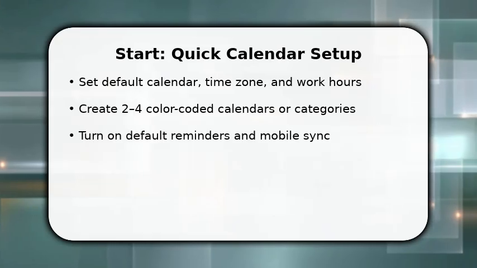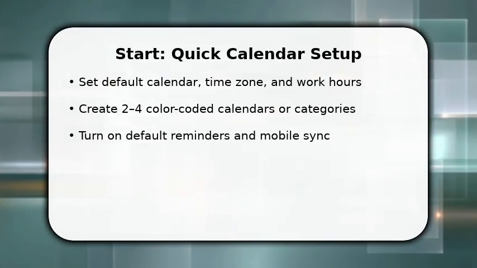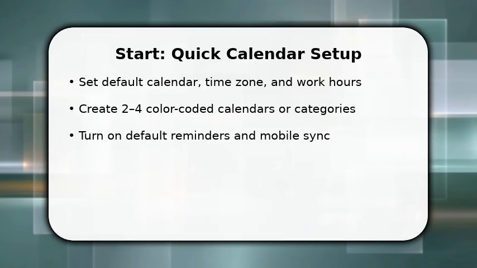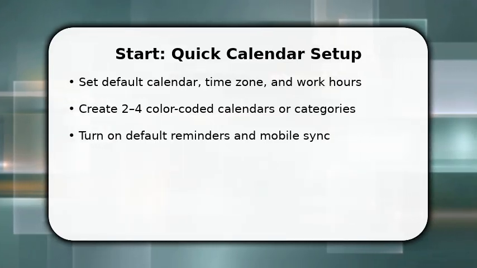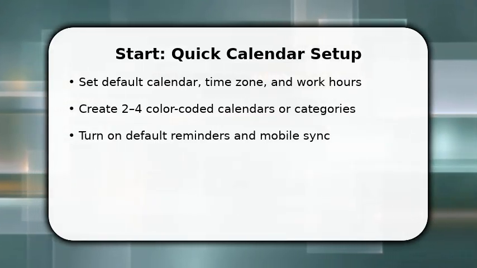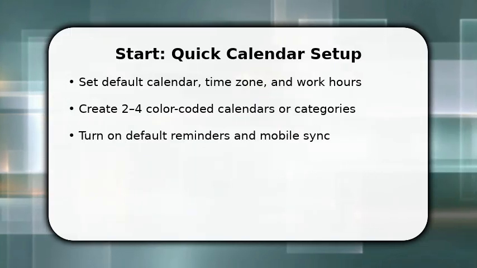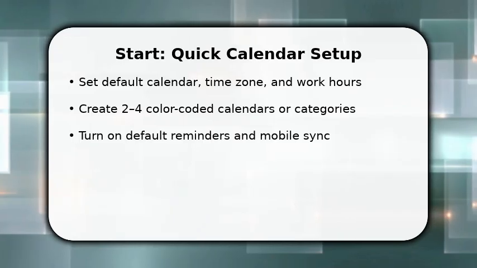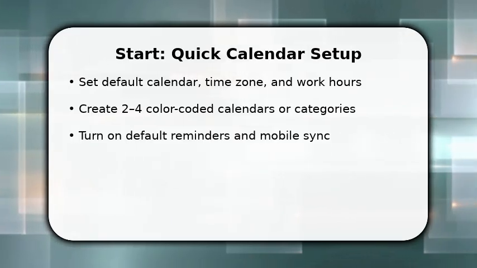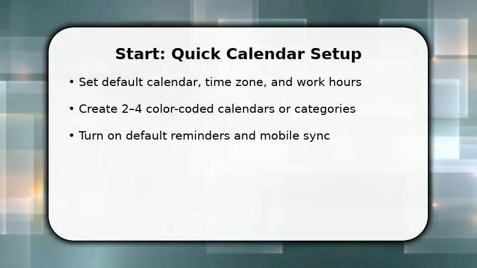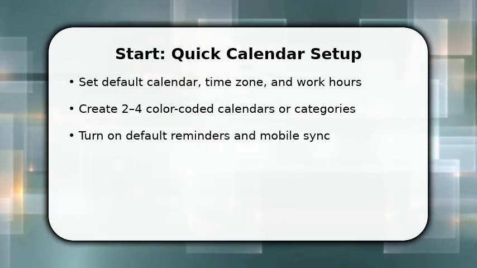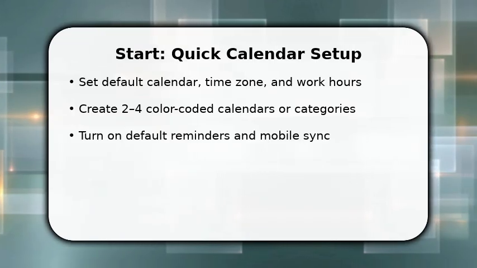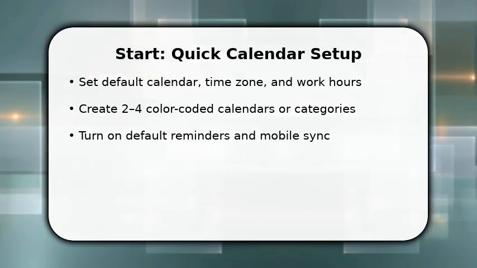Enjoy the video. You'll start by making Outlook reflect your day immediately. Set your default calendar, confirm time zone, and define work hours so invites align. Once done, create 2 to 4 color-coded calendars or categories: work, personal, focus, and admin, and assign each a clear color. Make default reminders short, like 10-15 minutes, and enable mobile sync so changes follow you. These initial steps prevent double booking and give you visible structure.